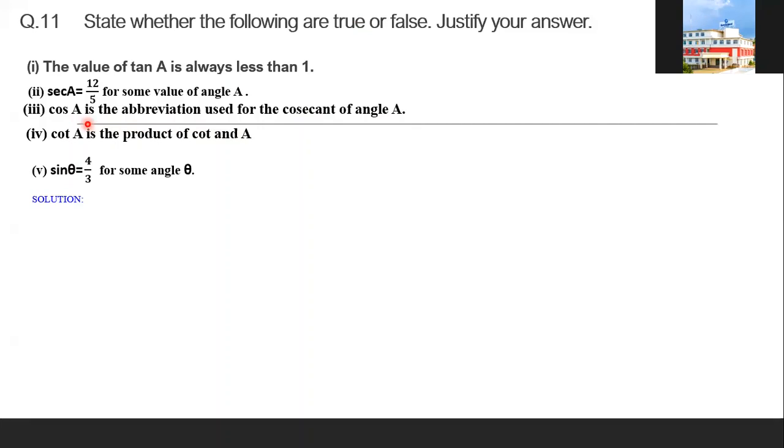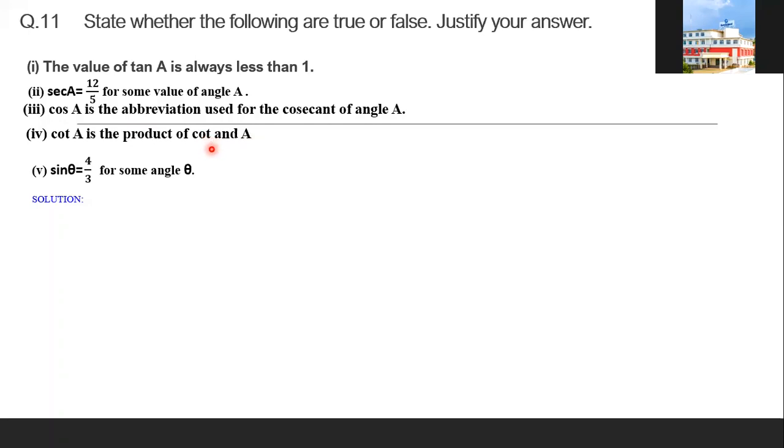False, ma'am. Cos is cosine. Cosecant is a reciprocal of sine. Understand? Now, cot A is a product of cot and A. It is false, ma'am. A is an angle. It is not a product of cot and A.